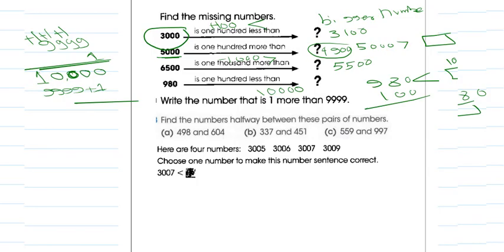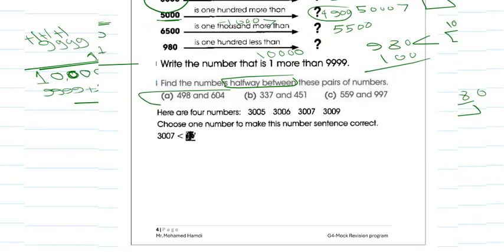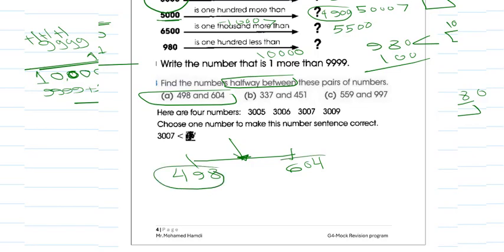Find the number which is halfway between these pairs of numbers. 498 and 604. How could you find the halfway between two numbers? We need the halfway in the middle. You can do this very easily. If you add the two numbers, then divide by 2. You will add them. 498 plus 604.